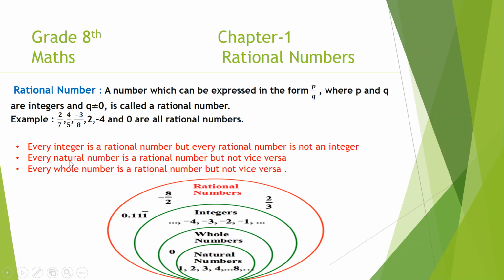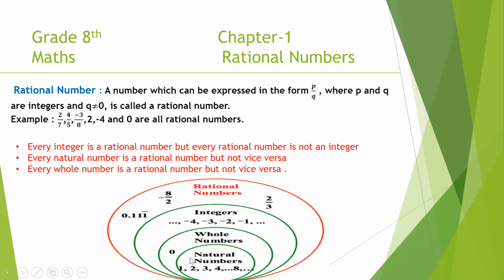Now, come to the integers. If we see, every integer is a rational number, but every rational number is not an integer. Every natural number is a rational number, but not vice versa. Every whole number is a rational number, but not vice versa. You can understand natural numbers, whole numbers, integers and rational numbers from this diagram also.